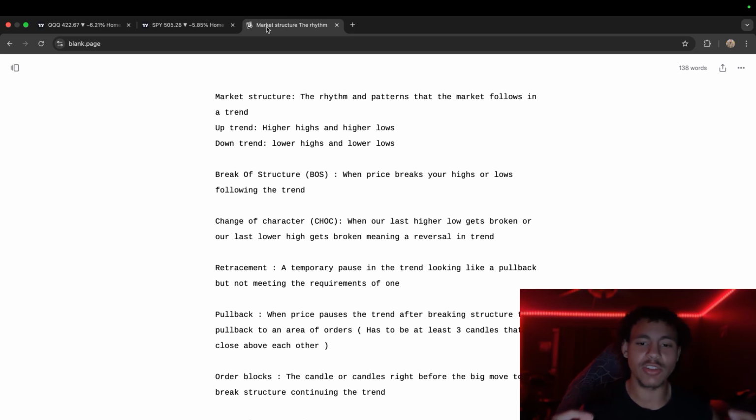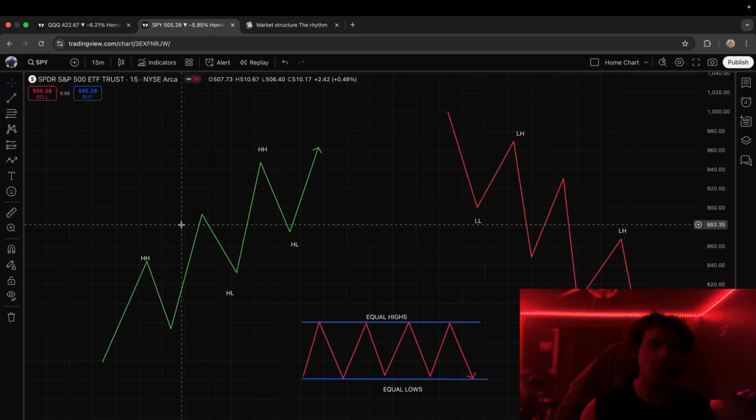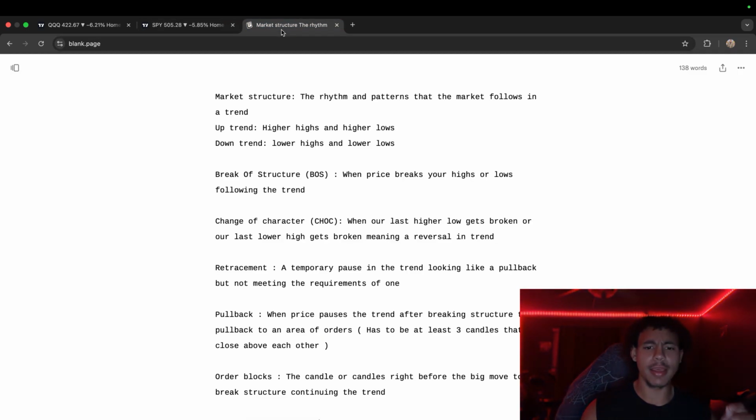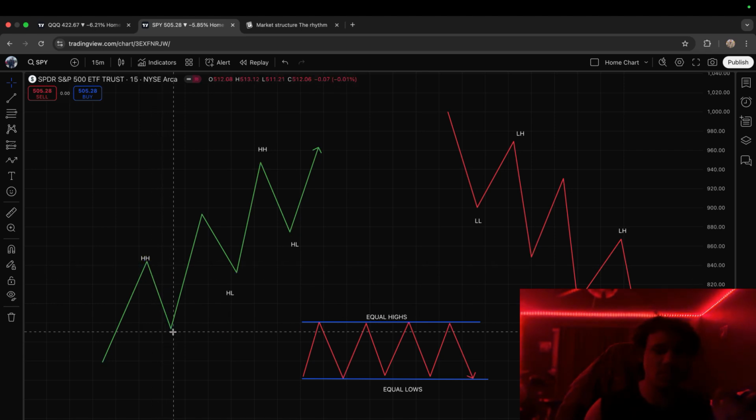And a pullback has to have at least three candles that close above each other. So we know a pullback, let's go back to this real quick. We know a pullback has to have at least three candles that close above each other, right? So each of these higher lows in the swing are pullbacks, okay? Each of these higher lows are pullbacks. Each of these lower highs are pullbacks, okay?